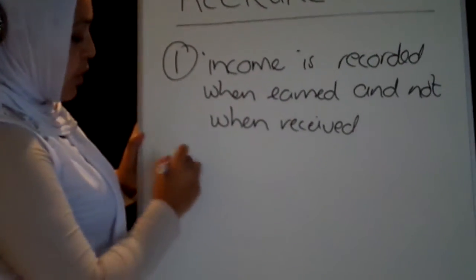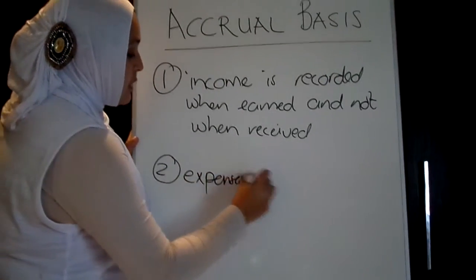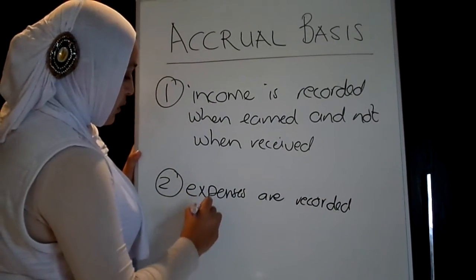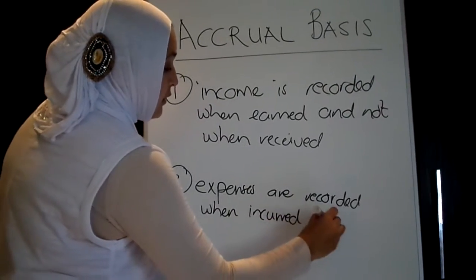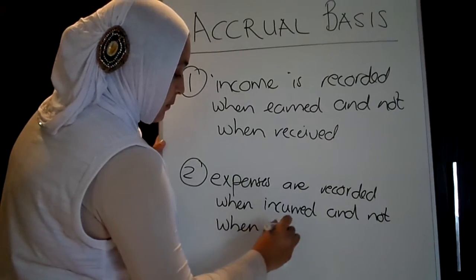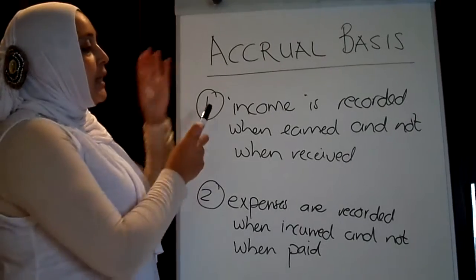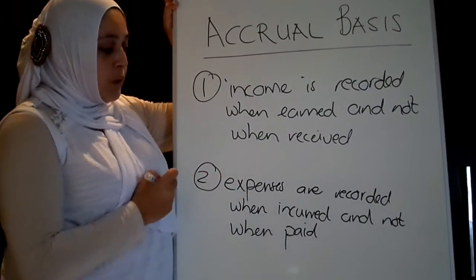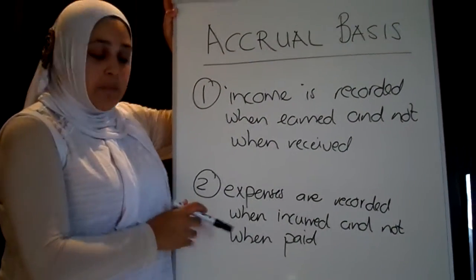The second part of the accrual basis of accounting is expenses are recorded when incurred and not when paid. So from the top, the accrual basis of accounting says income is recorded when earned and not when received, and expenses are recorded when incurred and not when paid. I'm going to give you an example of each to illustrate what it means.